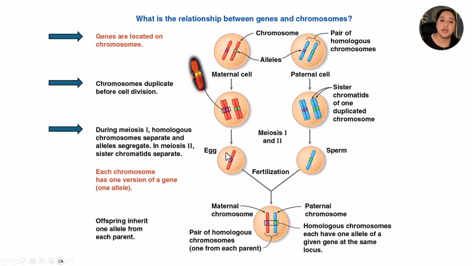The gametes are haploid and only have 1 copy of each, because they come together in fertilization and make a zygote, which is diploid again. So it has 2 copies again of the homologous chromosomes. Each chromosome has 1 version of a gene, so 1 allele, and when they come together, offspring inherit 1 allele from each parent.